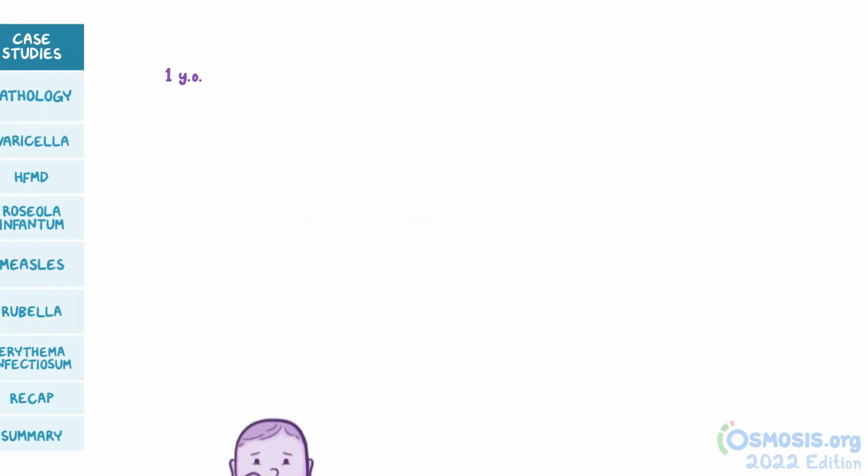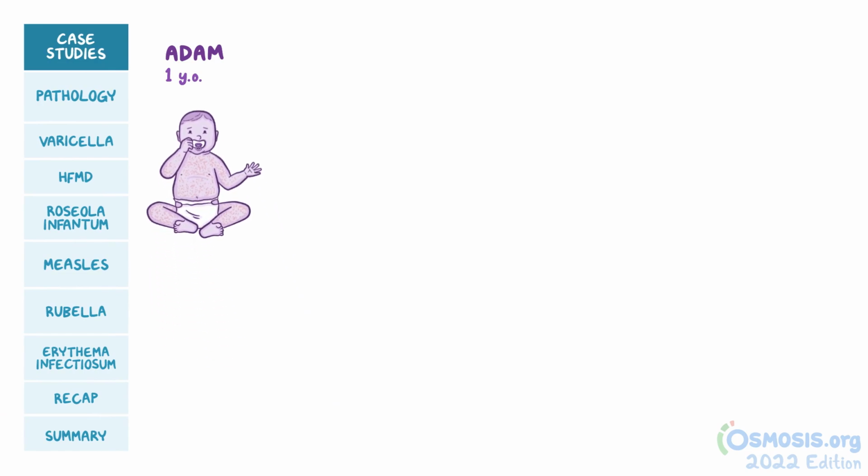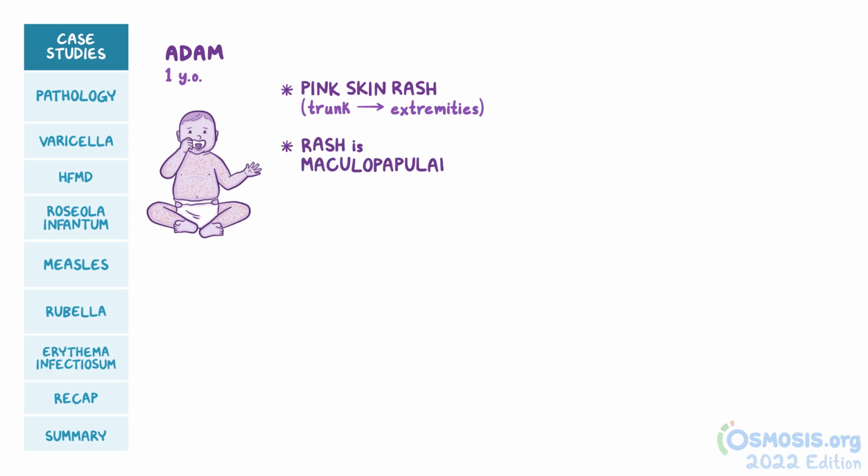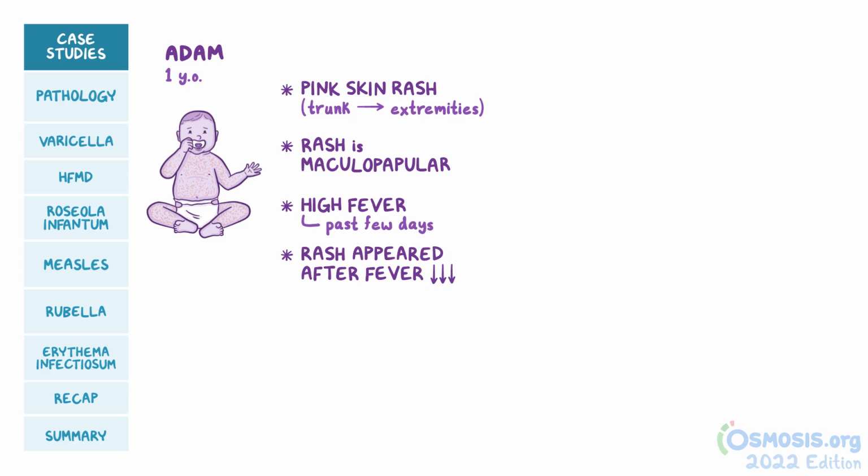A 1-year-old boy named Adam is brought to the pediatric clinic by his mother, who is concerned because Adam developed a pink skin rash that began in the trunk and has now spread to the extremities. On physical examination, the rash appears to be maculopapular. Upon further questioning, she recalls that Adam had a high fever for the past few days, and the rash appeared after the fever went down.